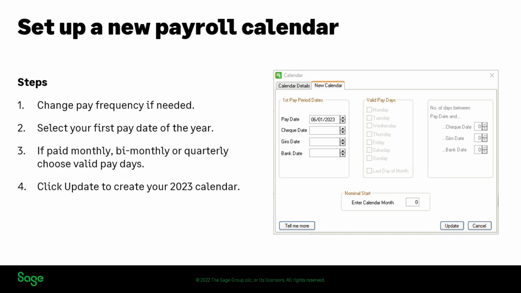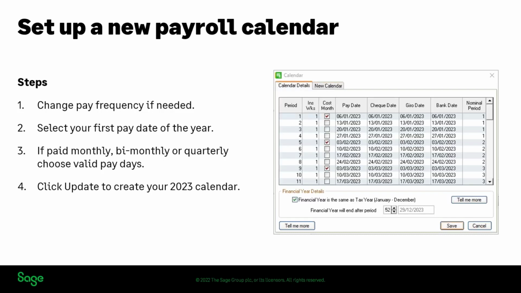So you only now need to worry about putting in your pay date, and everything else will be sorted in the background for you. If you're paid monthly or bi-monthly or quarterly, you'll need to choose your valid pay days when setting up your calendar. Now, if your non-banking days are Saturday and Sunday, for example, you'll only be choosing Monday, Tuesday, Wednesday, Thursday, and Friday. That just means the program knows that it will calculate your pay dates for each period based on those particular days. And finally, once you've done that, click update and your calendar has been created just like this.